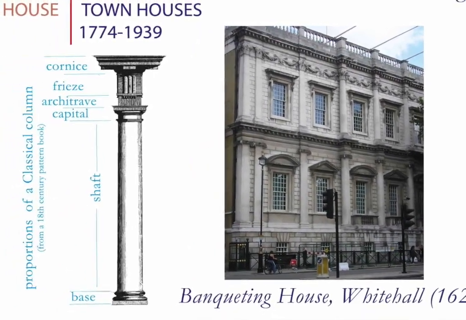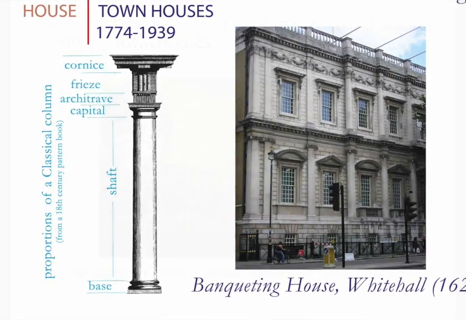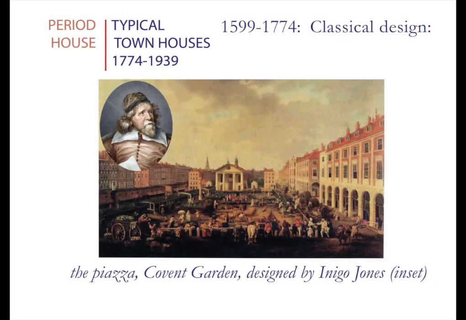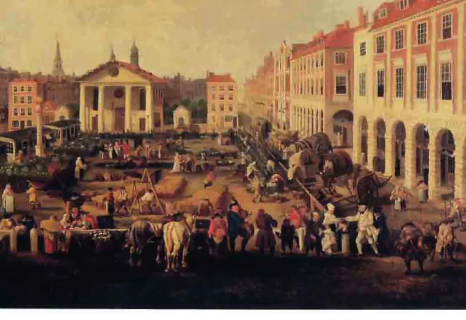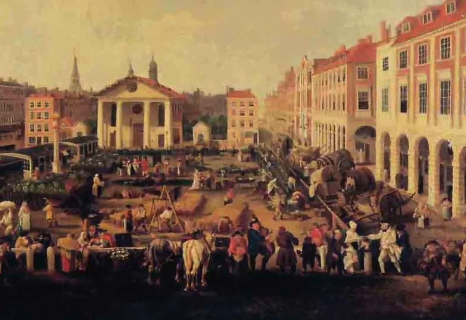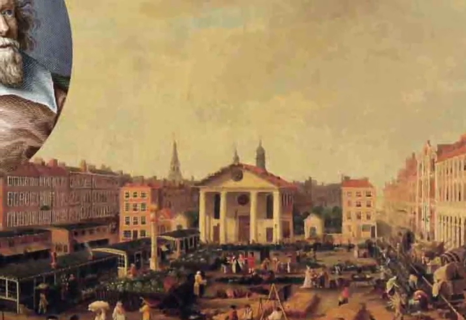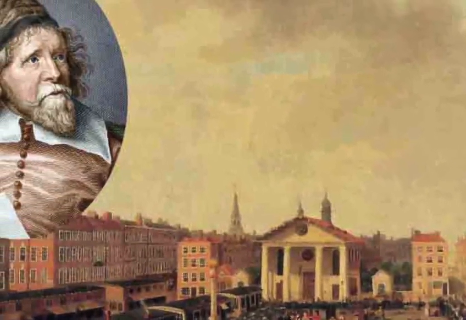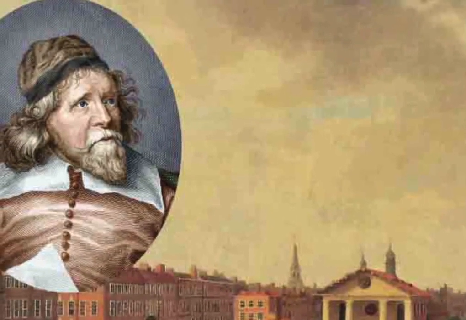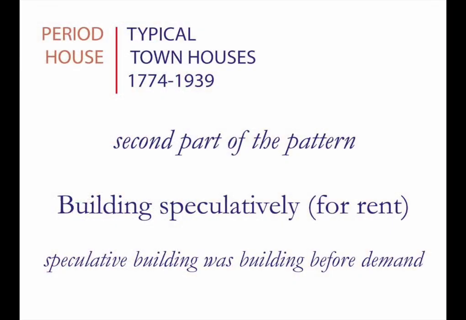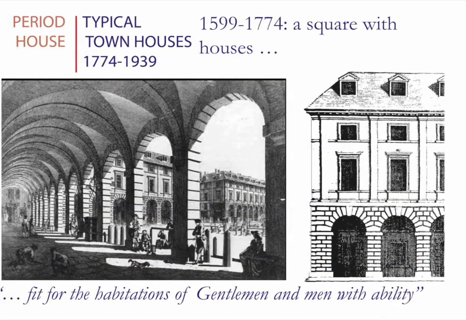When the Duke of Bedford asked King Charles I for permission to develop his lands near the City of London, the king assented on one condition. This was that he employed his own surveyor, the architect Inigo Jones. The Duke of Bedford wanted to attract a good class of occupants who would rent the houses, which were built speculatively for rent. This was the second part of the pattern.